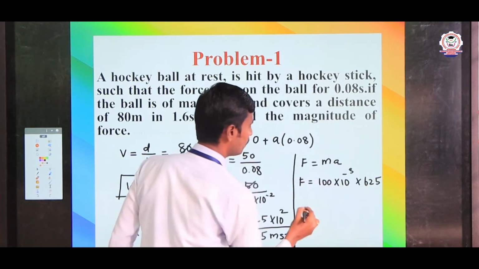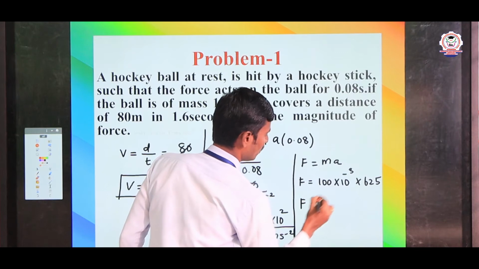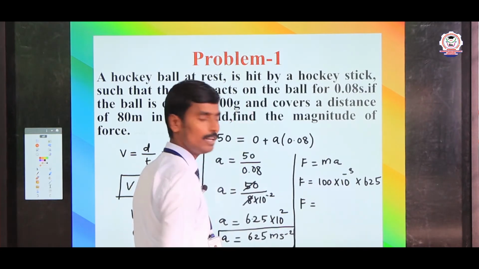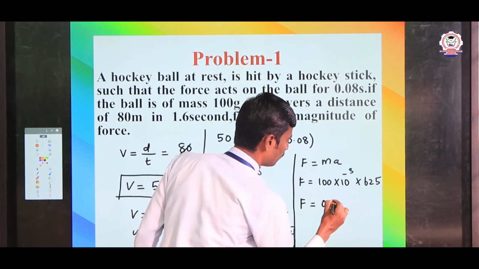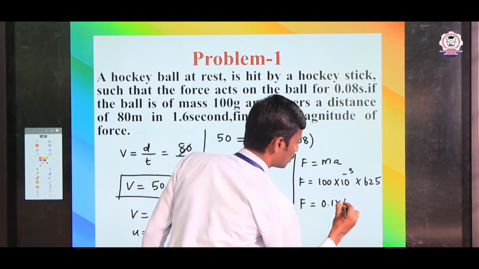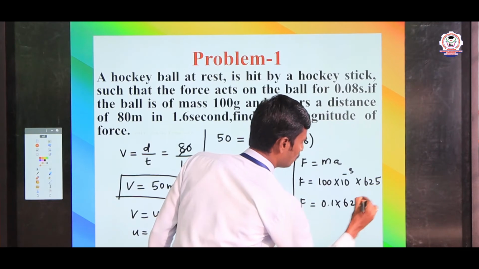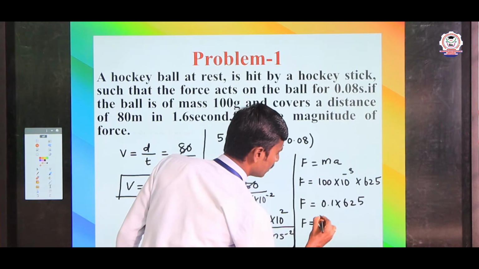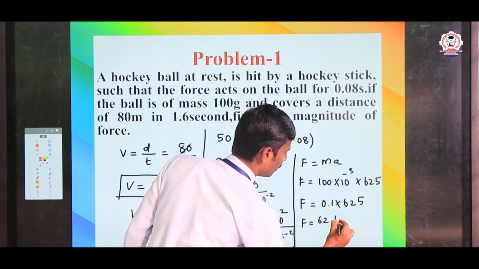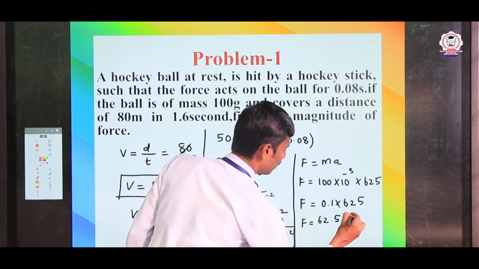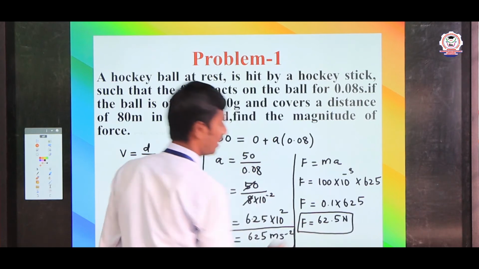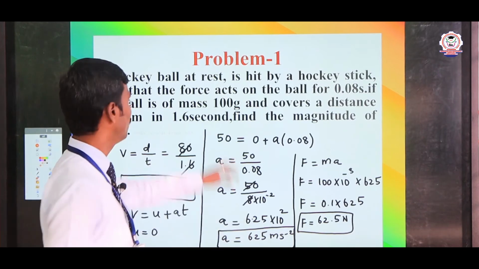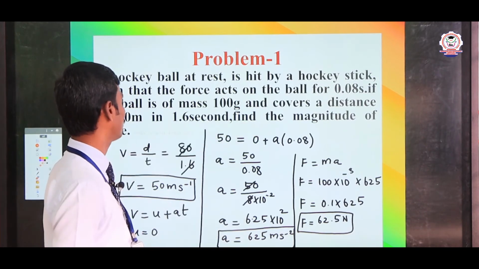Okay, so multiply this value. F is equal to 10 power minus 3 into 100. Multiplying gives 0.1 into 625. So finally multiply 0.1 into 625. Force F equals 62.5 Newton. This is our final expression. Final answer: 62.5 Newton. Okay, this is how we find the magnitude of the force.